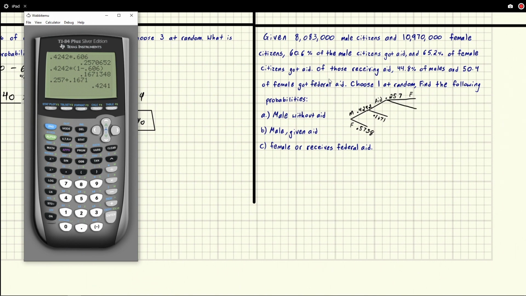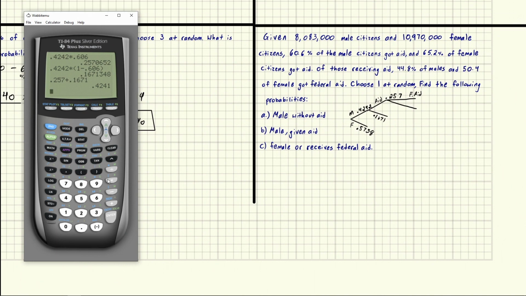So this is federal aid, and the chance that they got federal aid is going to be this small percentage times the percentage here. So of males, 44.8. So we're going to do 0.448 times 0.257. And we get 0.115. So this would be like saying federal aid given male, given aid. So there's like two conditions here that have to be met before we can even get to federal aid.